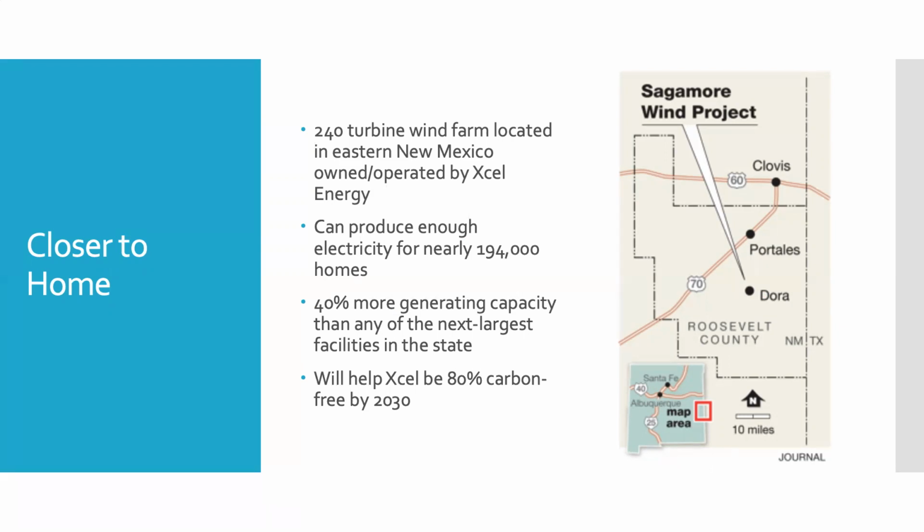This energy source actually powers both New Mexico and Texas, since it is right on the border, as you can see in that figure on the right. But this will actually help Xcel be 80% carbon free by 2030.